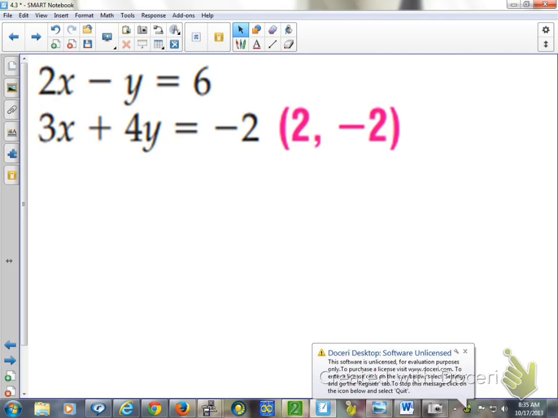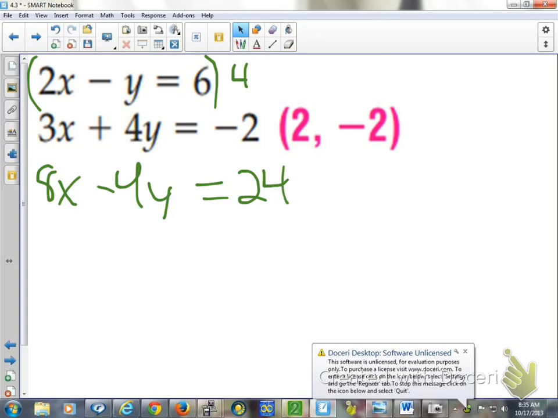So what if, throwing this out there, what if we took this first equation and multiplied the whole thing by 4? Now, I just chose 4, but you're going to see why in a second. And I'm going to write that down here. Wouldn't that be 8x minus 4y equals 24? If I took all three pieces and multiplied them by 4, wouldn't that be what I got?